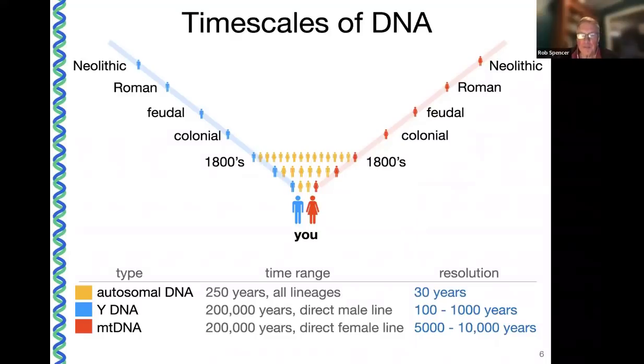yDNA is on your Y chromosome, men only, passed down father to son, father to son, father to son only. Or mtDNA, mitochondrial DNA, passed down from mother to children, all the way down, only through the female line.